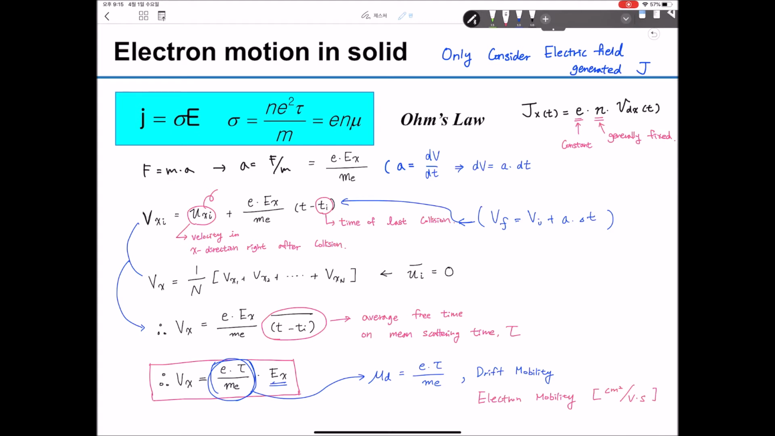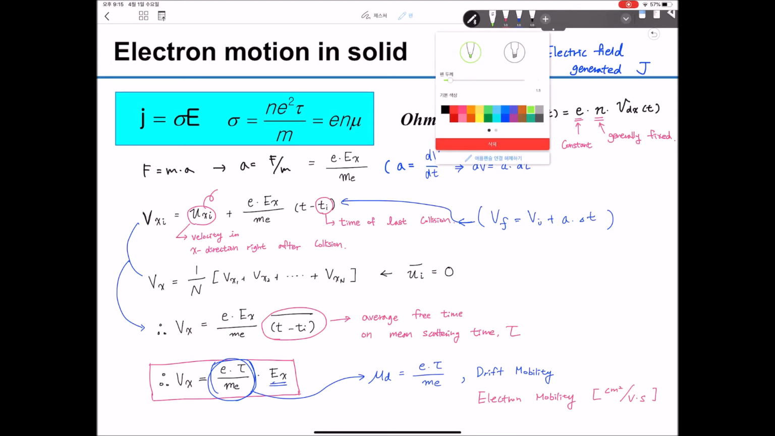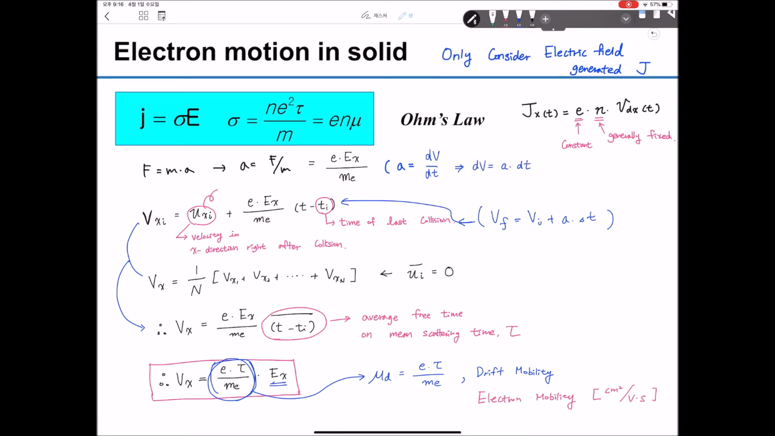So the one thing I want to mention here is, okay, let me change the color of this. Yeah, let me try this one. 좀 복잡한데 계속 따라오셔야 됩니다.